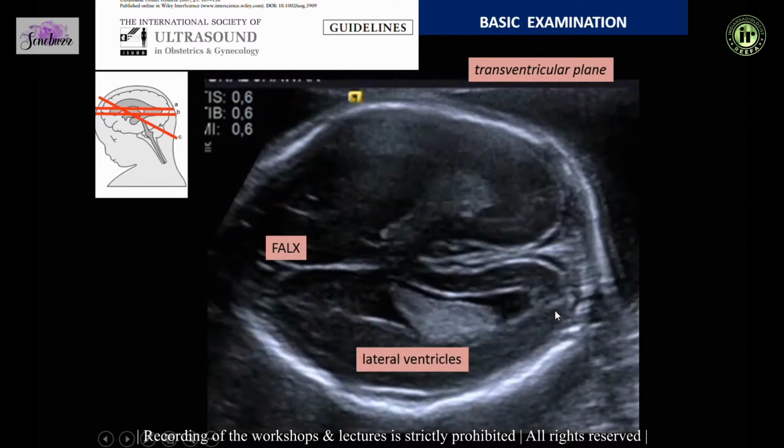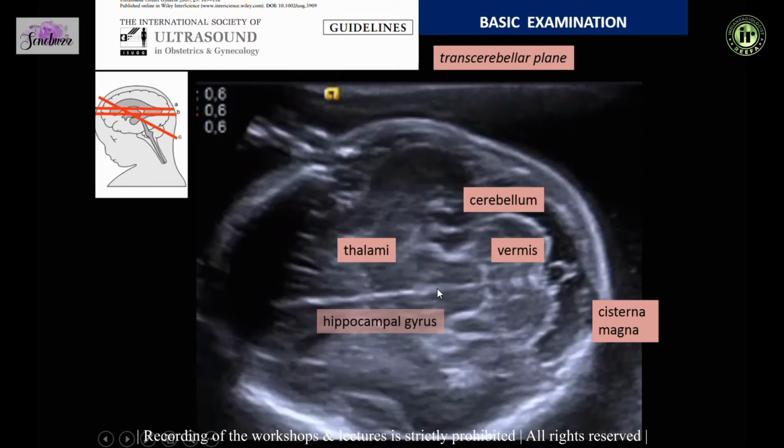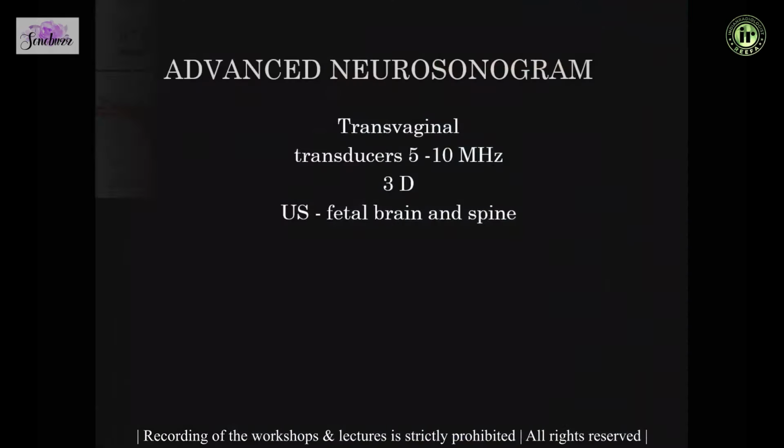This is the transthalamic plane, the transventricular plane with the falx going through and through, and the medial margin of the lateral ventricle at the level of the parieto-occipital sulcus. And at the lowest section, we look at the vermis and the thalami.